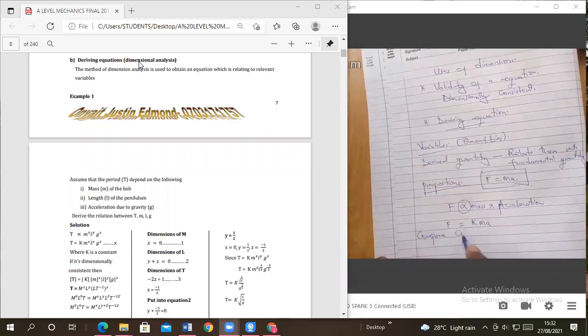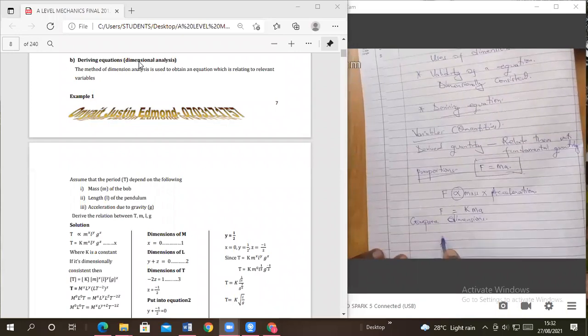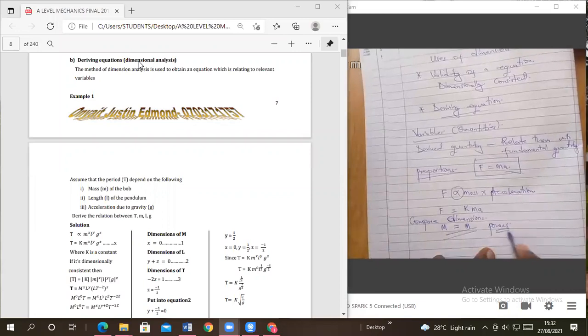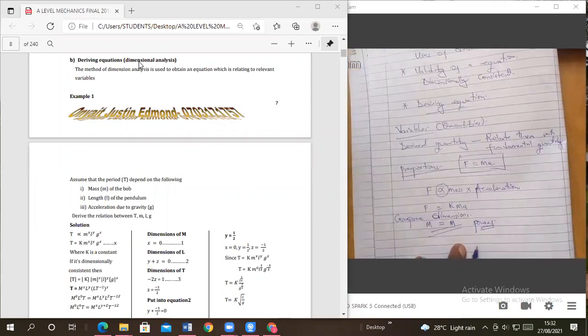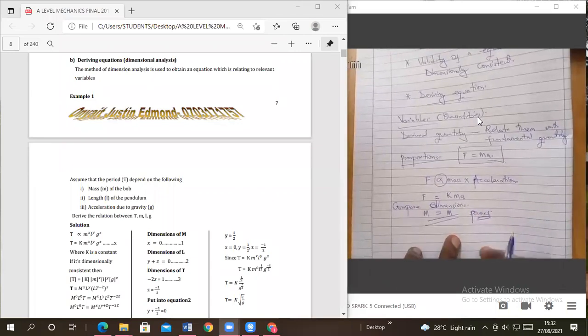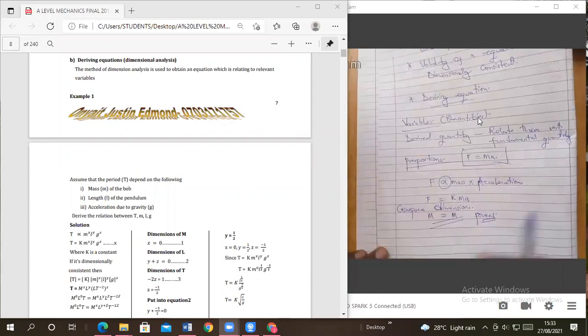We compare dimensions. If it's M on the left, it must be equal to M on the right. And here we shall look at only the powers. Are you together, members? Are you getting me? Yes. So in deriving equations, we shall look at the powers of every quantity. If you are comparing M on the left, you look at the power of M on the right. Then you equate the powers.